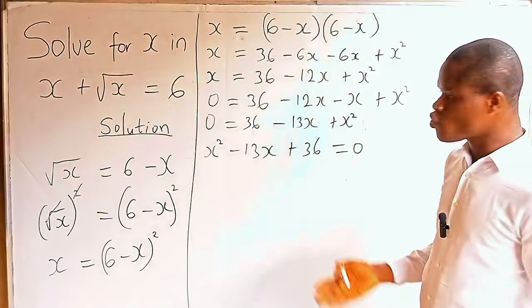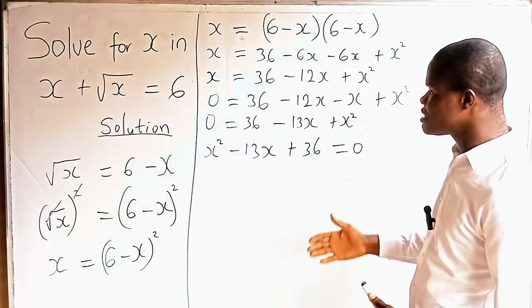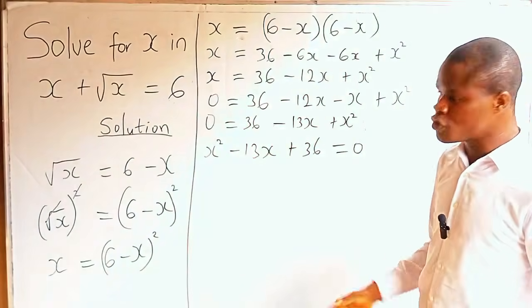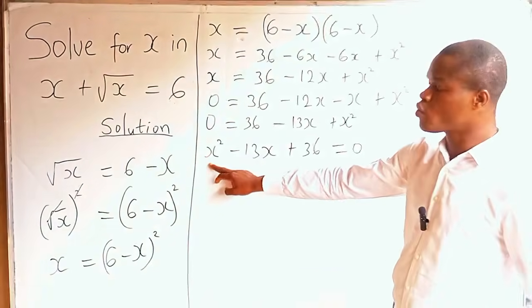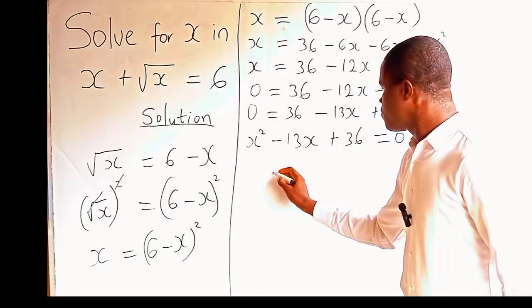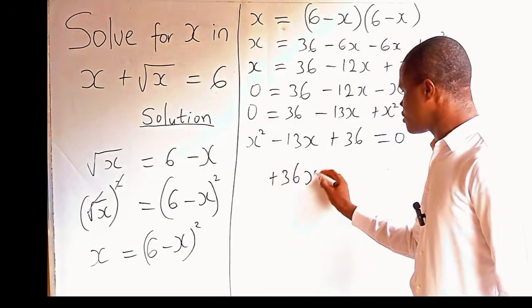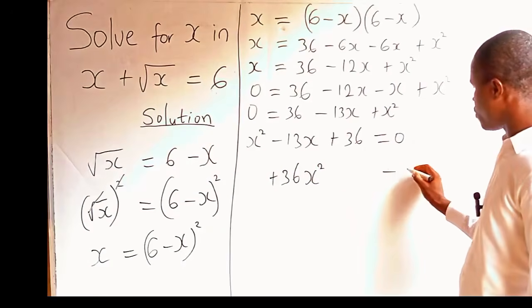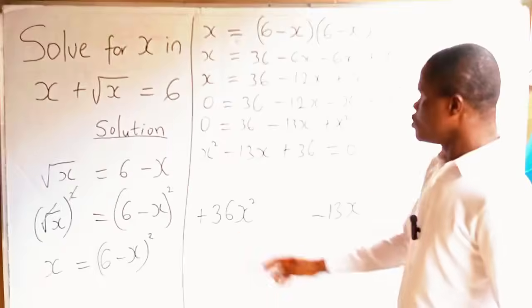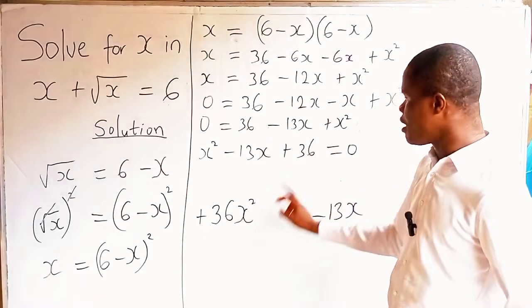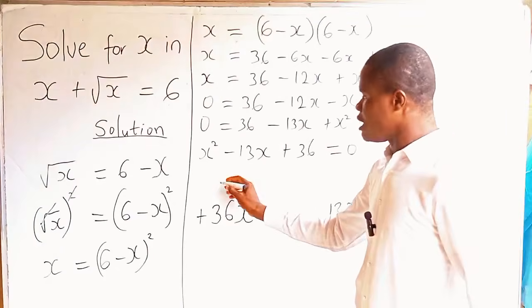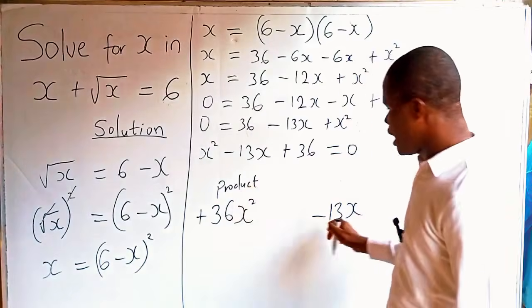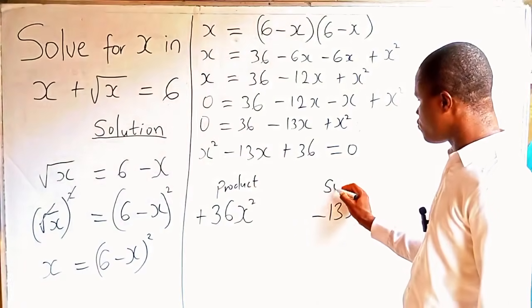So remember, in quadratic equation, one of the methods you can use to solve this question is by factorization method. So in solving quadratic equation by factorization method, use the constant term here to multiply the quadratic term. It becomes plus 36x squared. Then the term at the middle here is minus 13x. So remember, I got this plus 36x squared by multiplying this and this. So you can write above here product. And then this other one, you can write above here sum.